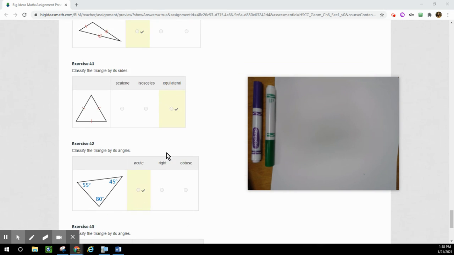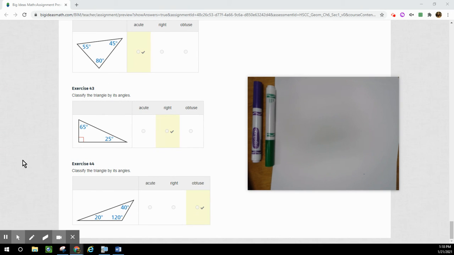Classifying triangles by its sides. We should be experts at this by now. All right, that was 6.1, 6.2 coming up.